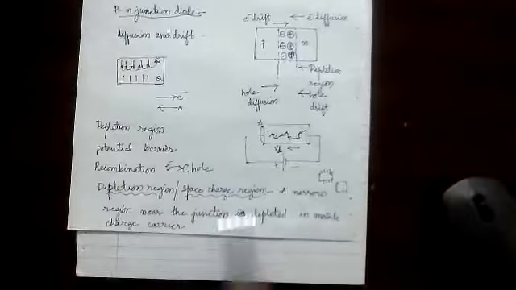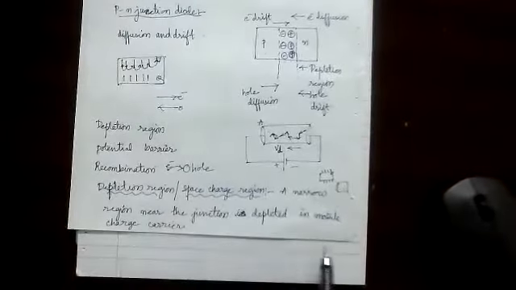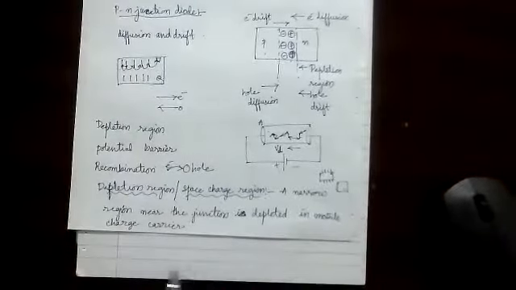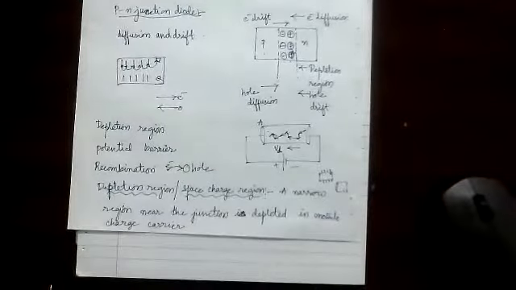A narrow depletion region is explained as a narrow region near the junction that is depleted in mobile charge carriers. So that is known as the depletion region.